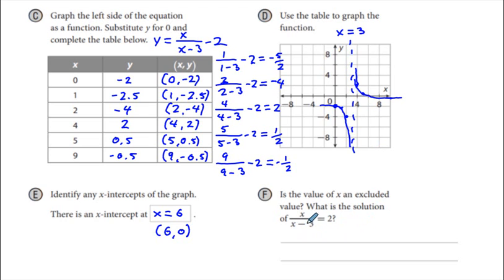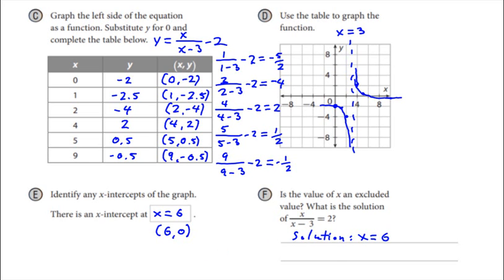So what is the solution of x over x minus 3 equals 2? Well, the solution, we will say, is going to be x equals 6. So this is how we solve by graphing.